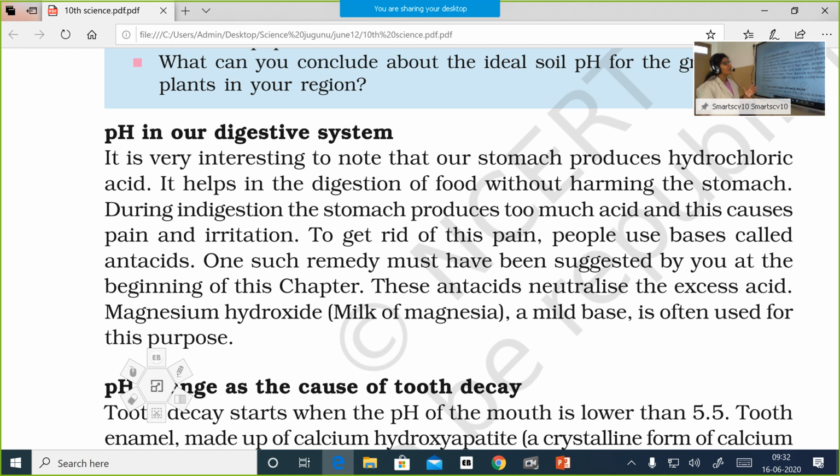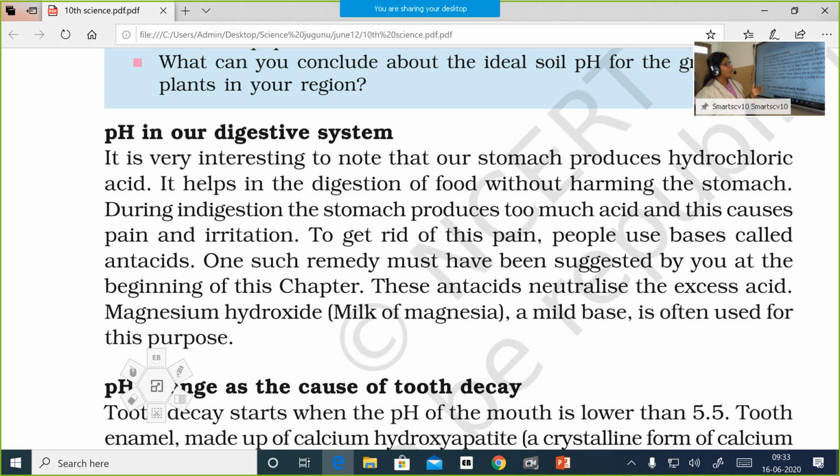It's very interesting to note that our stomach produces hydrochloric acid. In gastric juice, there is hydrochloric acid. It helps in the digestion of food without harming the stomach. Actually, it affects your stomach only if the digestion process is not taking place properly. We call it indigestion. During indigestion, the stomach produces too much acid, and this causes pain and irritation.